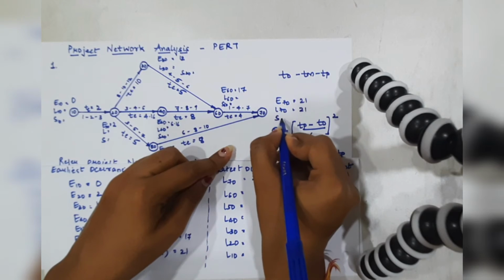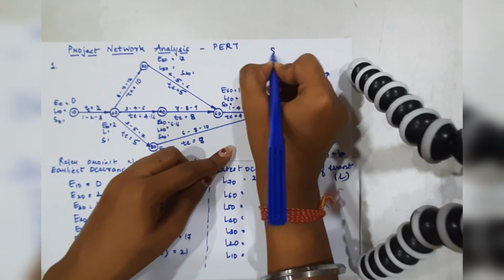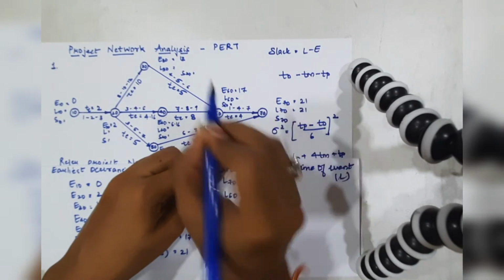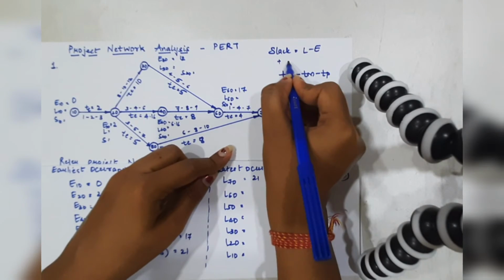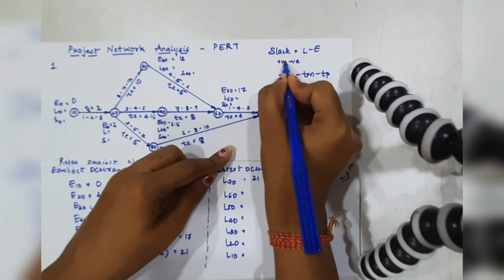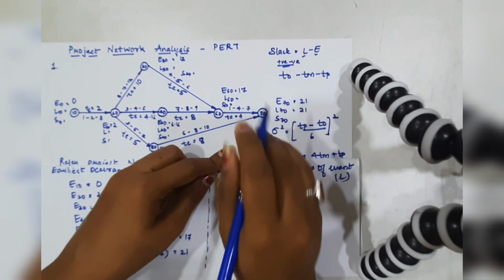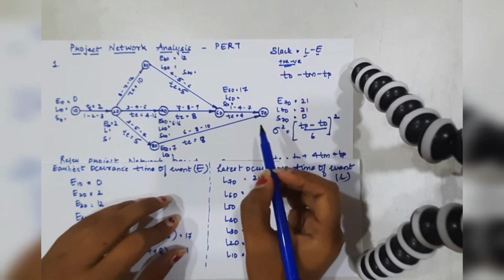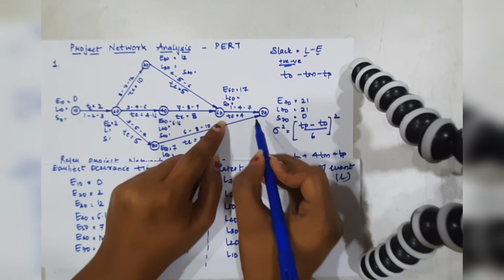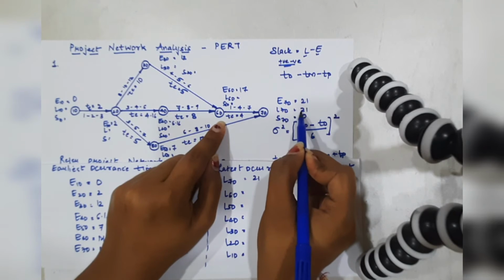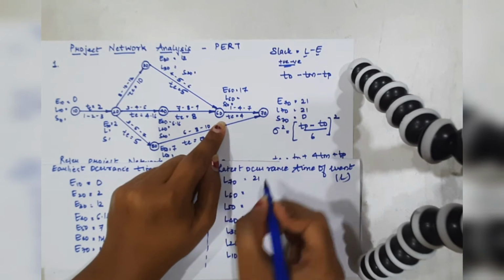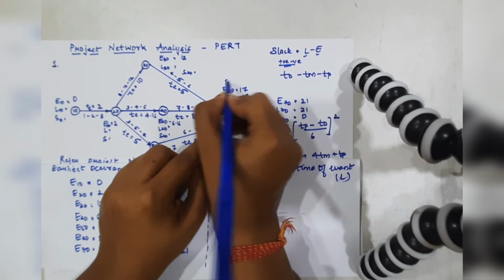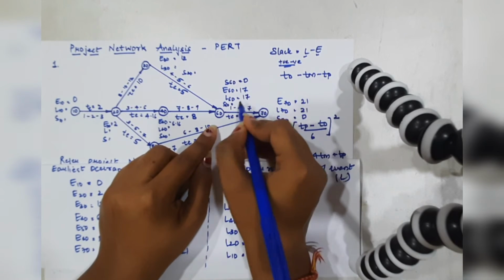And slack for 70. Slack is nothing but the difference of L minus E. This value can be positive or negative depending on the values of E and L. So 21 minus 21 is equal to 0. Now let's move on to calculate L60. L60 will be nothing but L70, that is 21 minus 4, that is 17. So this is also done. The slack for this is also 0, L minus E.